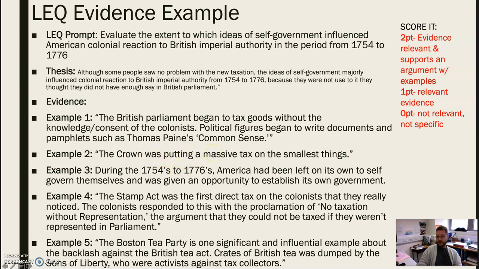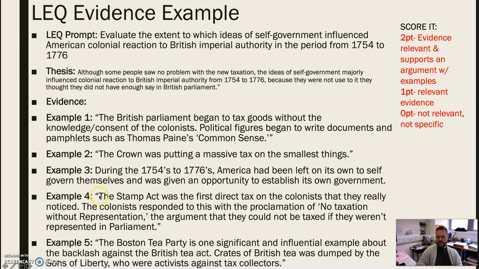Example 3. All right. So during the 1754s to 1776, America's been left on its own to self-govern themselves and was given opportunities to establish its own government. So it's 0, 1, or 2 points, and this is actually 0 points. What they're really talking about here is salutary neglect, had been left on its own to self-govern themselves, and so they actually had the time frame mixed up. So wrong time frame, not the right topic, so they got 0 points for incorrect information.